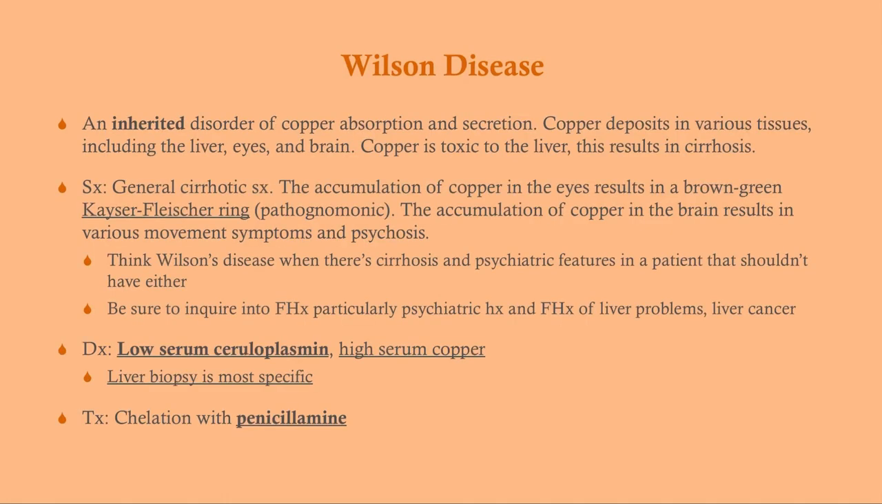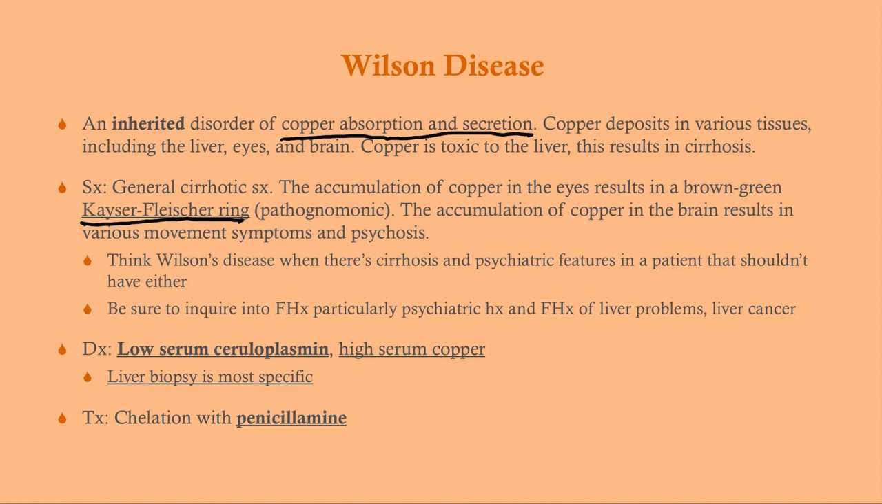Okay, now Wilson's disease is pretty uncommon, but it is also an inherited disorder, but this has to do with copper absorption and secretion. So copper will deposit in various tissues, particularly the liver, eyes, and the brain. Copper is toxic to the liver, so that's going to result in cirrhosis. The symptoms here are fairly nonspecific, but there are some features that you will see that you won't see anywhere else. And the big one is the Kayser-Fleischer ring. It's pathognomonic for Wilson's disease.